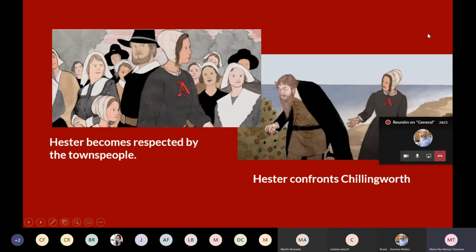Now at this point of the story, Hester is well respected in her community because she is always helping sick people and giving advice to those who are in need. And also she knows that Chillingworth is the one that is tormenting Dimmesdale. So she goes and confronts Chillingworth, and she threatens him that if he makes Dimmesdale suffer, she will reveal his true identity as Roger Prynne, her husband.